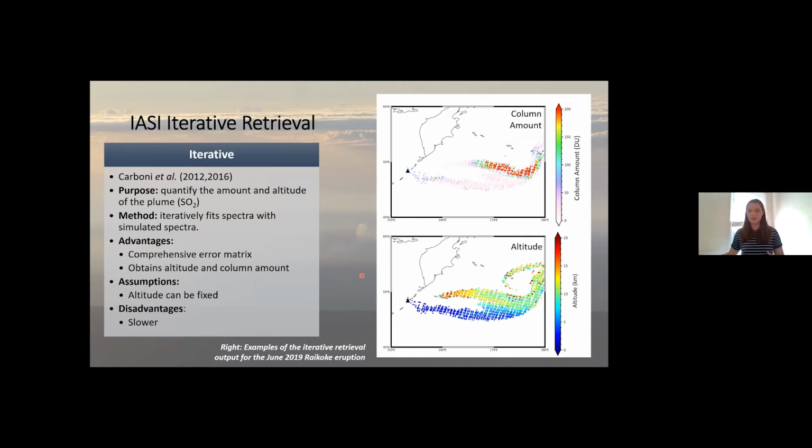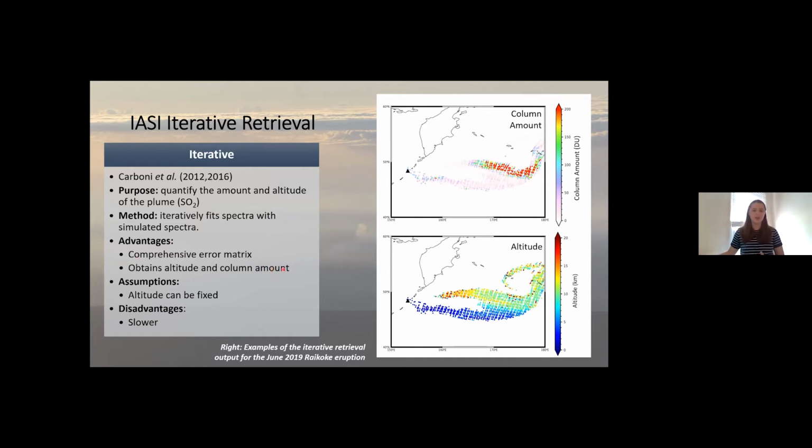So namely, we get information on the column amounts, which gives us an idea of the amount of SO2, and then also the height of the plume. And in addition to that, we also generate a comprehensive error matrix. And that's really useful for seeing how good our results are, helping us to interpret them, and also for applying a quality control.